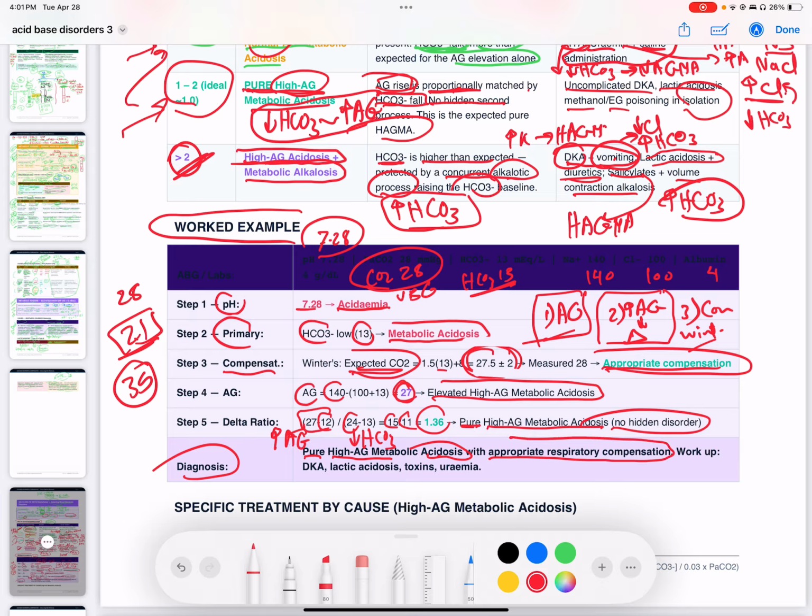Then we need to comment if there is a respiratory compensation, yes or no. And if there is no respiratory compensation, that means it's either respiratory acidosis or respiratory alkalosis. The whole point of this sentence is to find the etiology. So the workup here will be to work up for DKA, to look for lactic acid if they are infected, if they are bleeding, if they're having ischemia, to look for toxins, alcohol, all that, and look for kidney function.